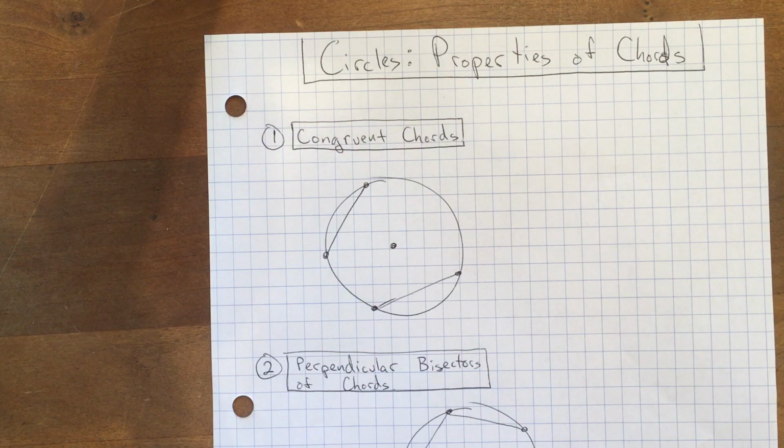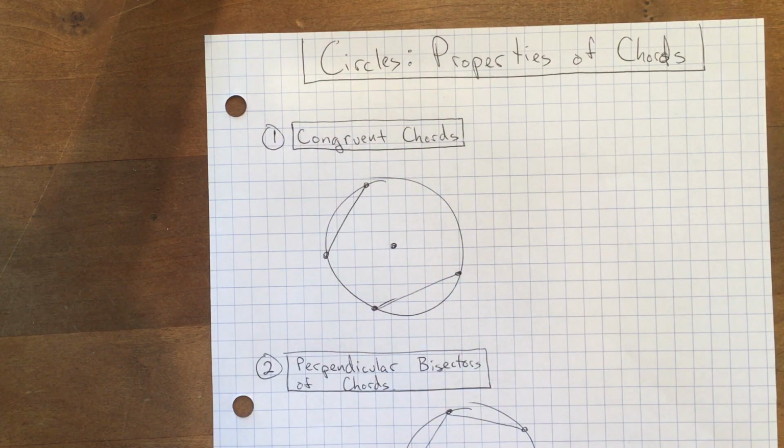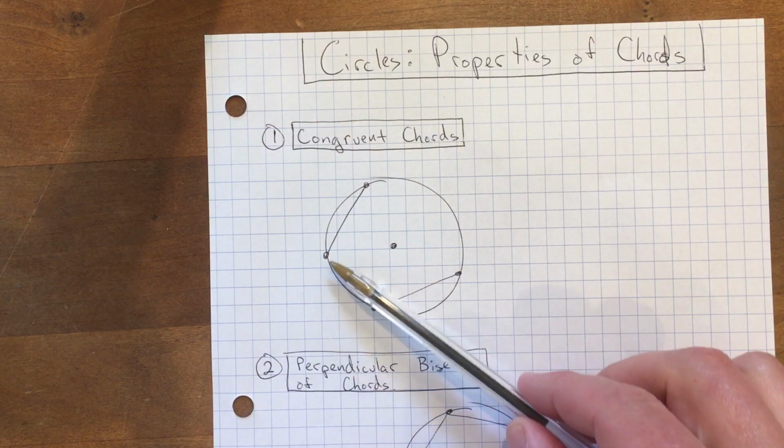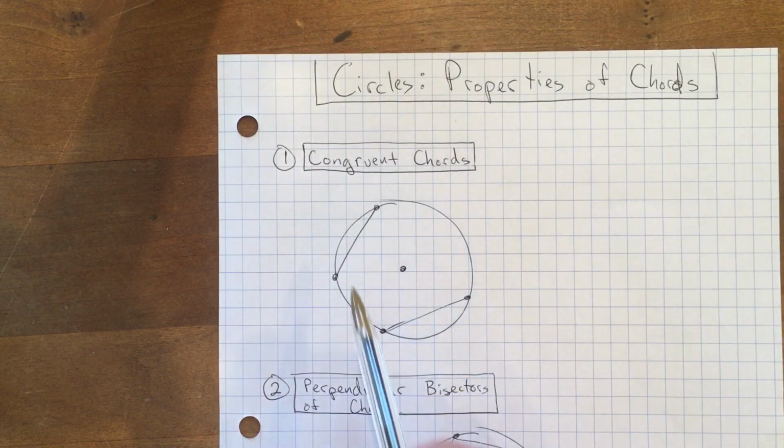You can Google it. But anyway, chords, as you hopefully recall, are line segments that connect two points on the circumference of the circle. And they have some special properties. First of all, I want to talk about congruent chords.